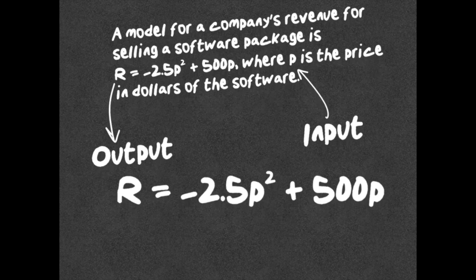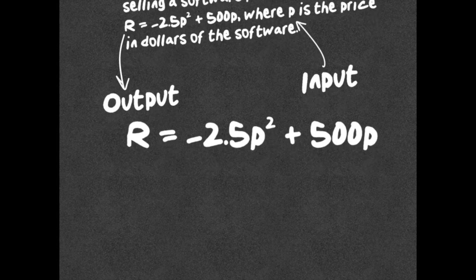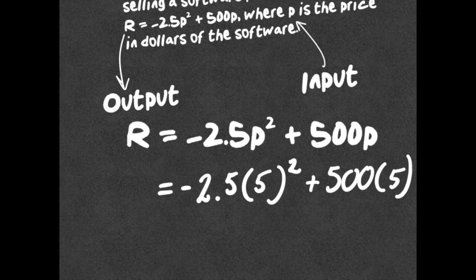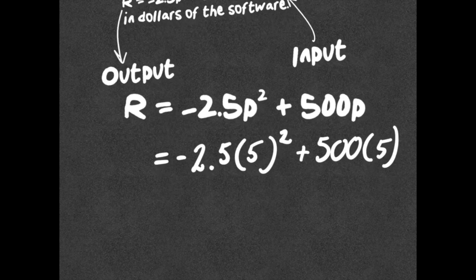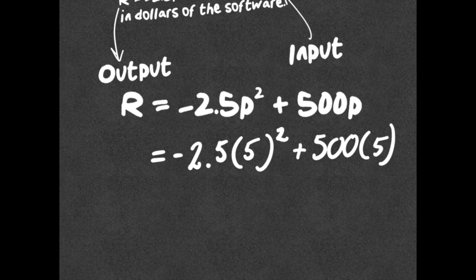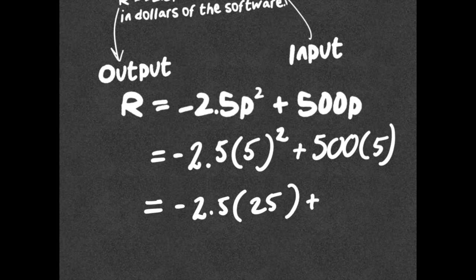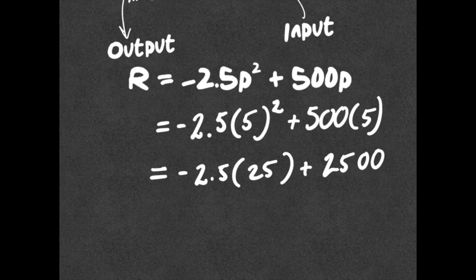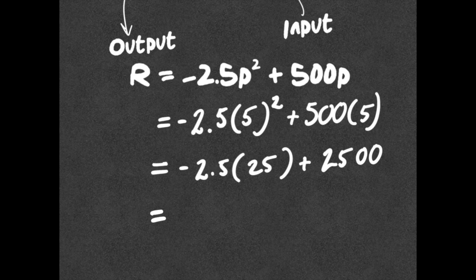All right, so let's do a quick example of how we calculate using this function. If my input is $5, say for instance I have $5, I plug in a 5 everywhere you see a P. If you do the order of operations, that's when we can start calculating. So we have negative 2.5 times 25 plus 2,500. Now I can multiply the negative 2.5 times 25, and that gives me negative 62.5 plus 2,500.